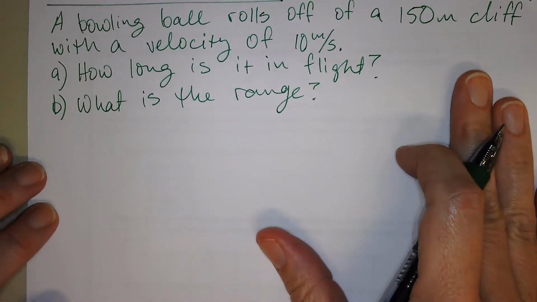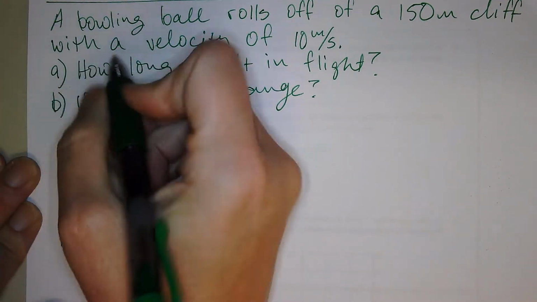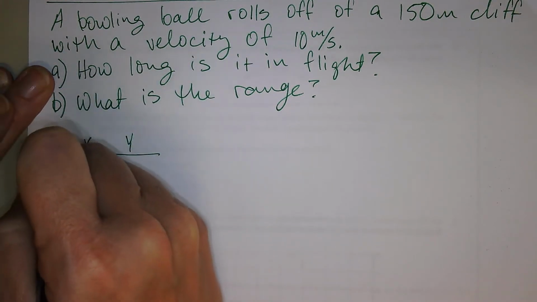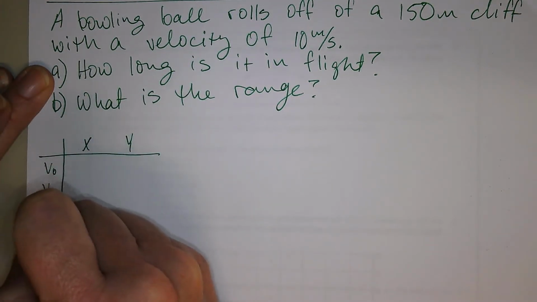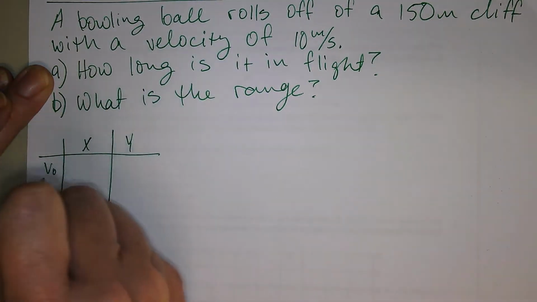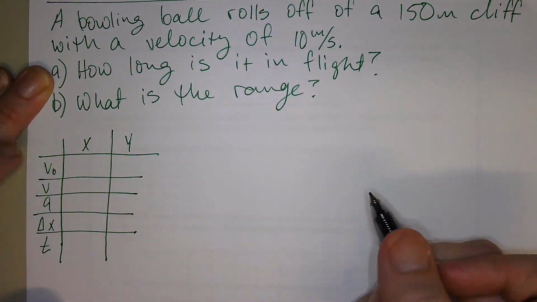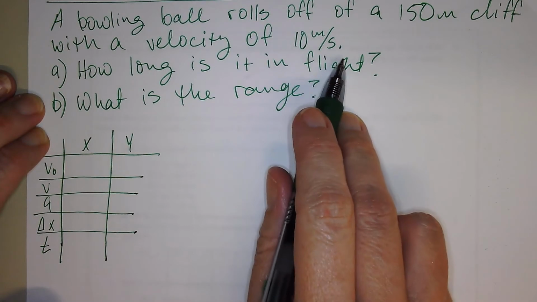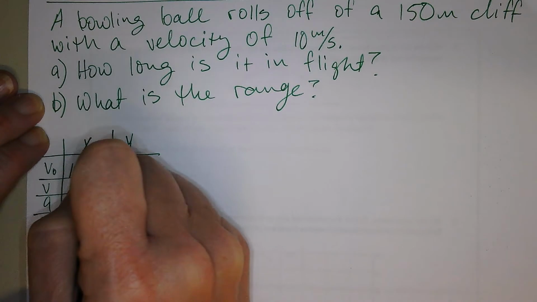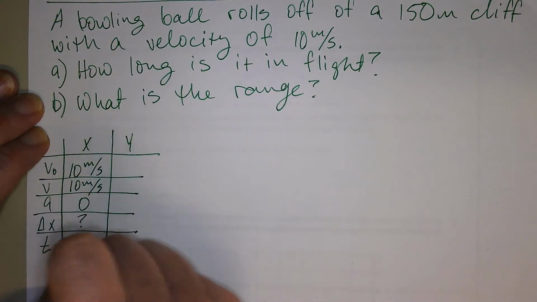So first I'm going to make me a little chart, right? A little chart with my X and my Y, and my V naught, V, A, delta X, and T. So in the horizontal, I know it's leaving with a velocity of 10 meters per second, so technically this is 10. This is also 10. My acceleration is 0. I'm looking for the range, and I'm looking for how long it's in flight.